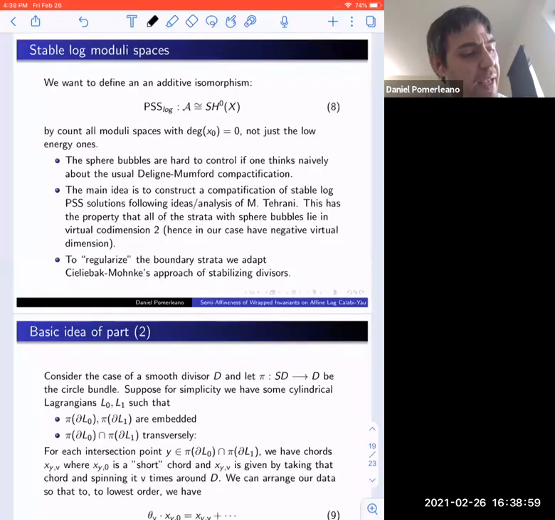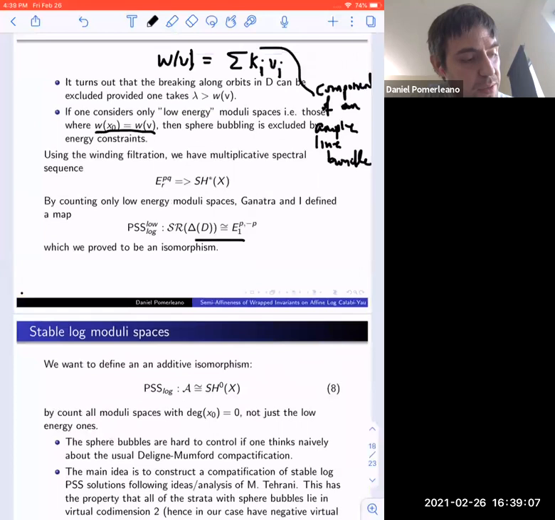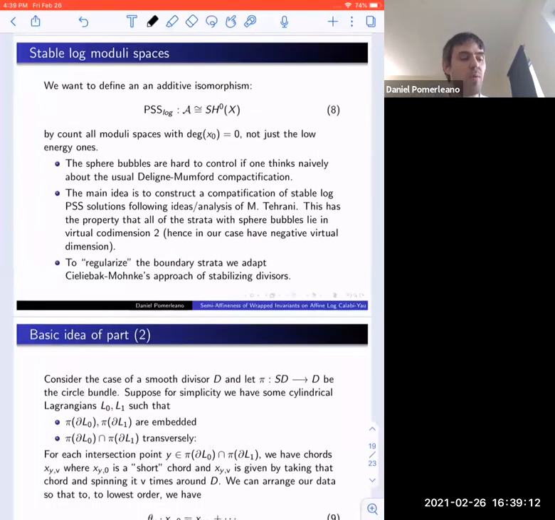To actually define a proper isomorphism, so not something on the level of spectral sequences or associated gradeds, but a real isomorphism, one has to count PSS solutions of all energies, not necessarily just the small ones. And for those, you have to do a lot more work to control the compactification, but that's a lot of what this additional project is about.